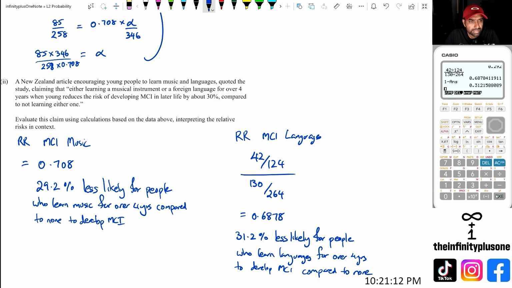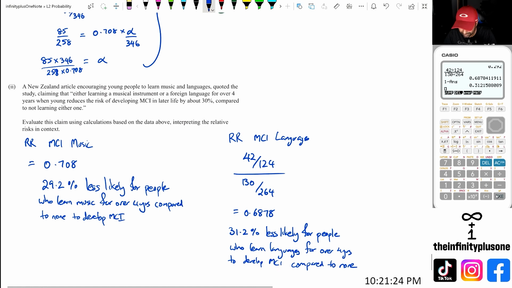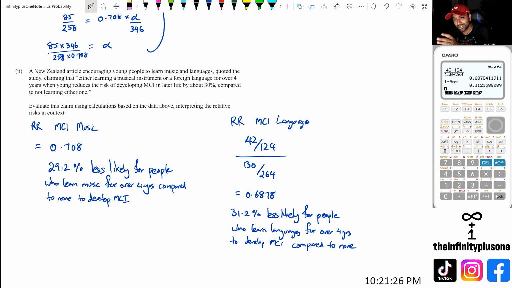Okay, now we've got the two relative risks. We've got 29.2% and 31.2%. We can kind of say both are roughly 30%. And again, this is one of those questions where you can go either way, because you can say it's actually close to 30%. But you can also say, actually no, it's not 30% because it's 31.2% and 29.2%. So it depends on how you write it. And by the schedule, it looks like they accept either claim, as long as you stick with one of them.